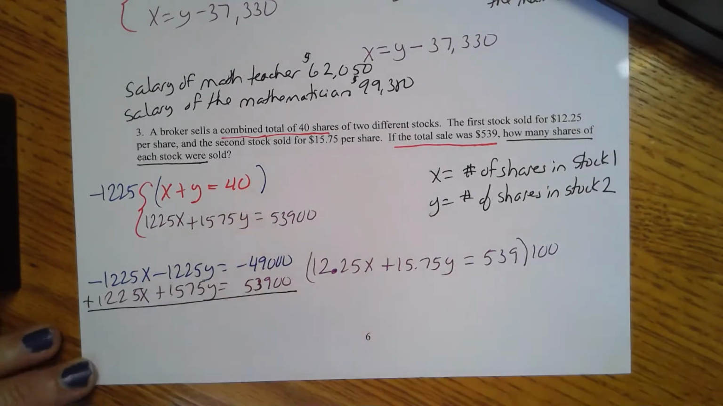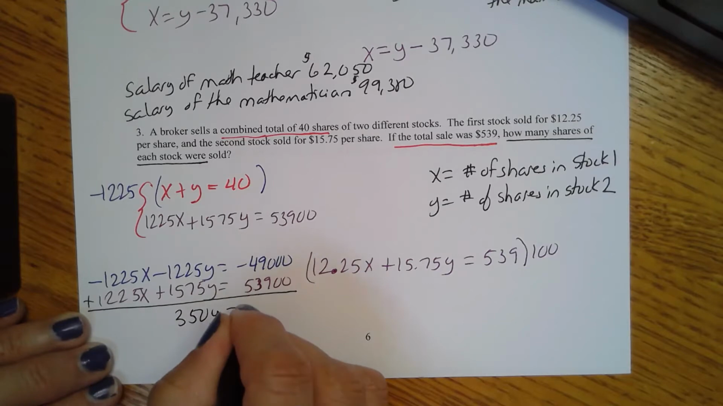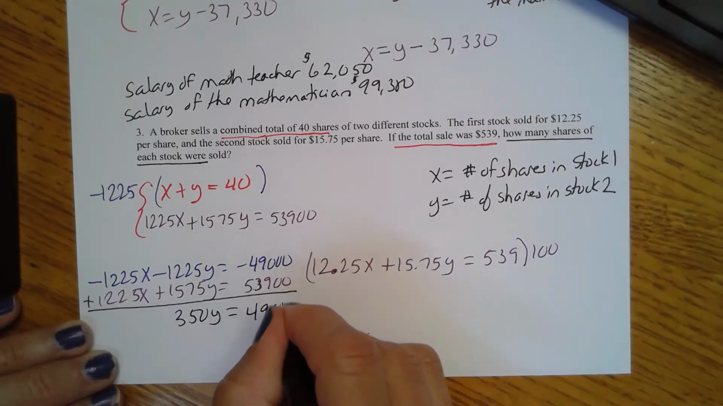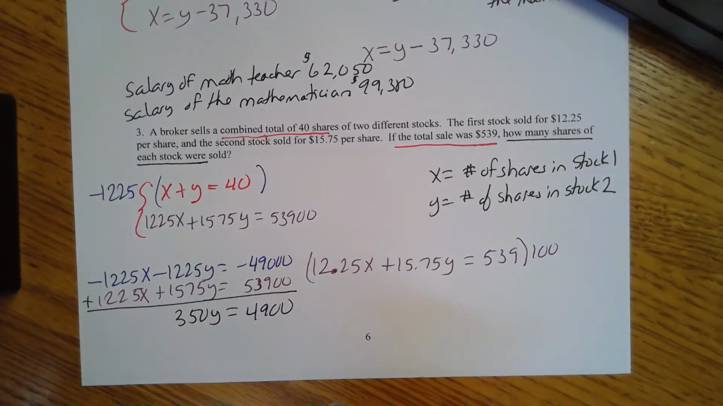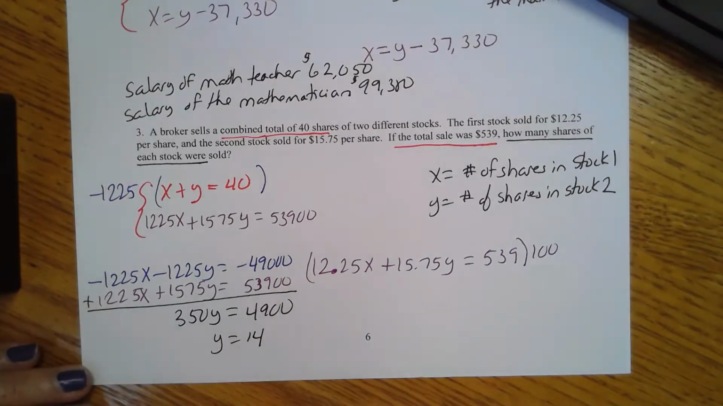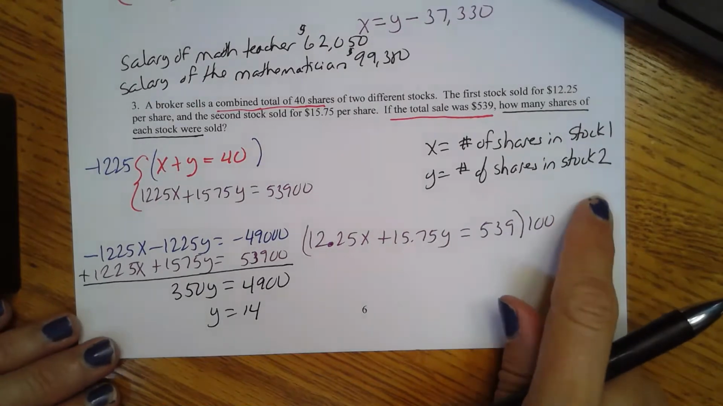What's going to happen to our y's? So we're going to have a negative 1,225 plus 1,575. You're going to end up with 350y, equaling, if we have negative 49,000, and we're going to add 53,900, you're going to get 4,900. And if we divide by 350, we're going to get y equaling 14. Yay! It came out to a nice integer value. So that means we had 14 shares of stock 2.